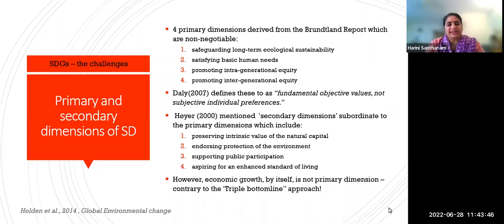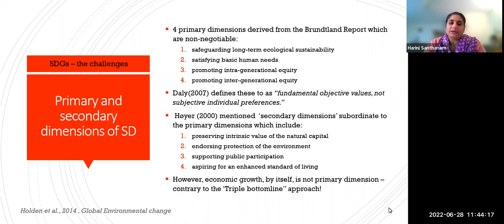So these are the very different dimensions that have been discussed in literature. I have put all this together so that we have a perspective of how we are dealing with the challenges that come with sustainable development. So our perspective now is that we have certain inquiries that we have done, but you should actually see that economic growth is not mentioned as one of the primary dimensions.